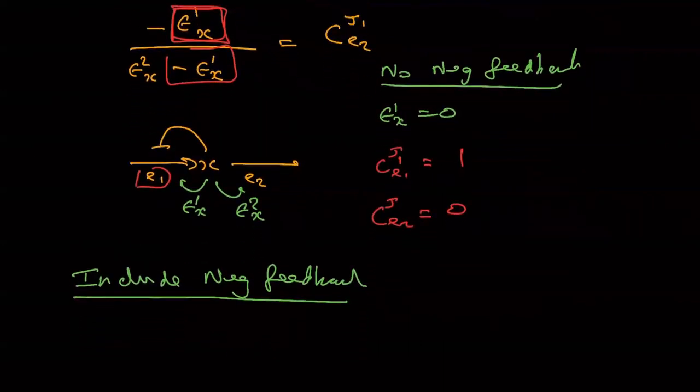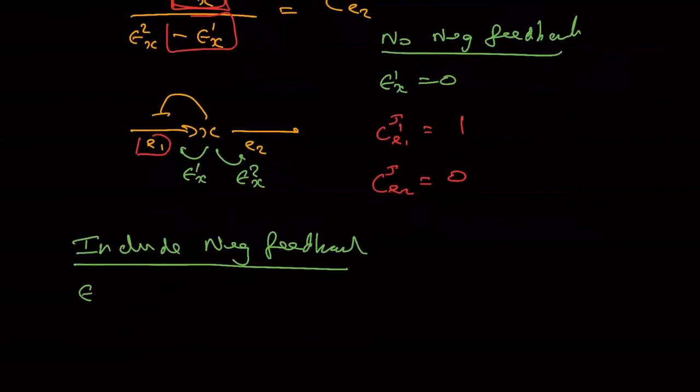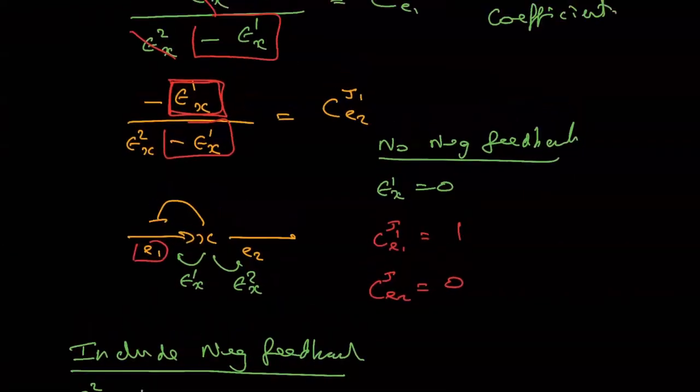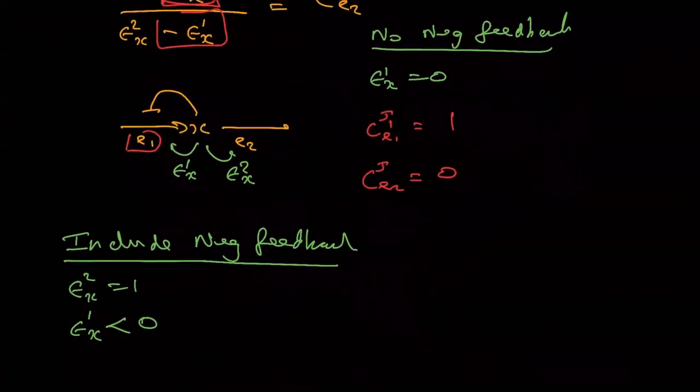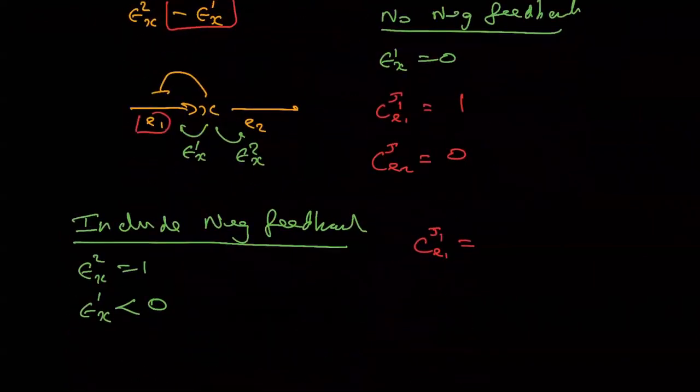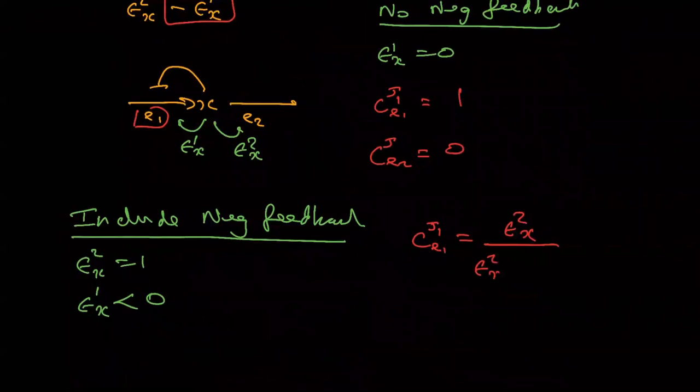What happens then? Well, in this case, I'll make the second one E2x first order, which is okay. The C1x, what about that? Well, it's negative feedback, so it's going to be less than 0. So we have to remember that. Let me write the control coefficient equations down here again. So CJ1 E1 equals E2x over E2x minus E1x, and CJ1 E2 equals minus E1x over E2x minus E1x.